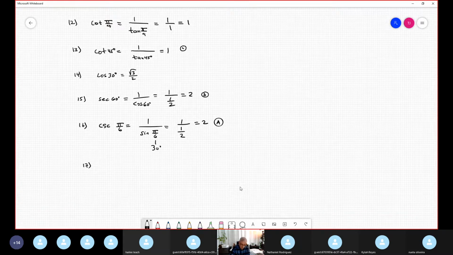17 is cosine pi over 3. So if you are not familiar with the radian, you convert to degree, it's 60 degrees. It's 1/2. We can do that on the test too, Professor.